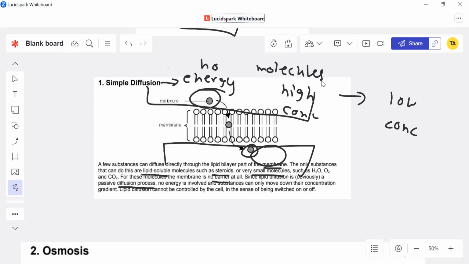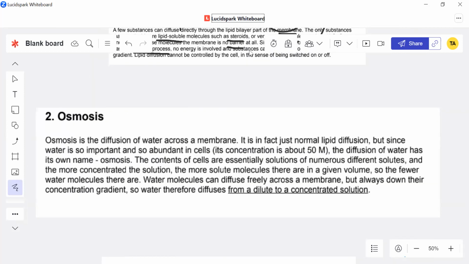That was simple diffusion. What you need to remember is that simple diffusion requires no energy, and molecules diffuse from high concentration to low concentration. Osmosis is also very similar, but instead of transport of ions, osmosis is the transport of water molecules. Again, it's from high water concentration to low water concentration.